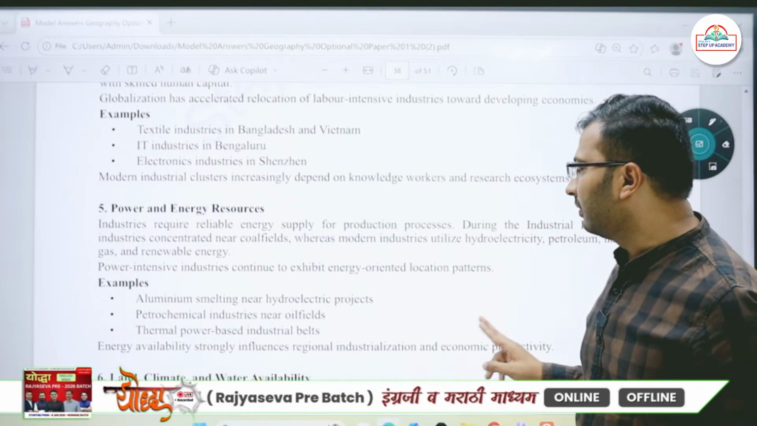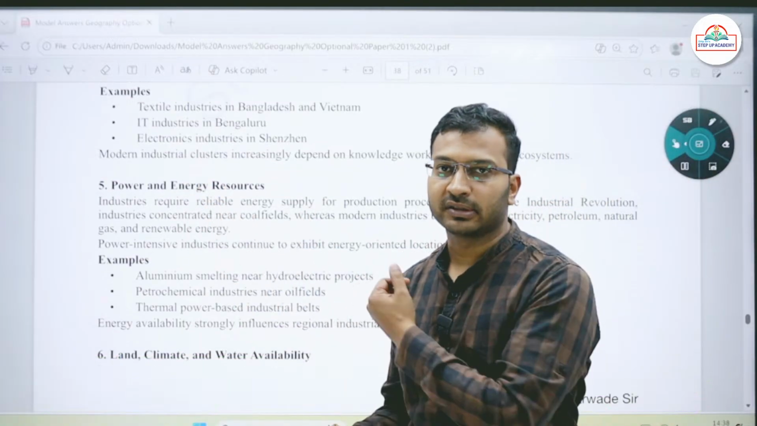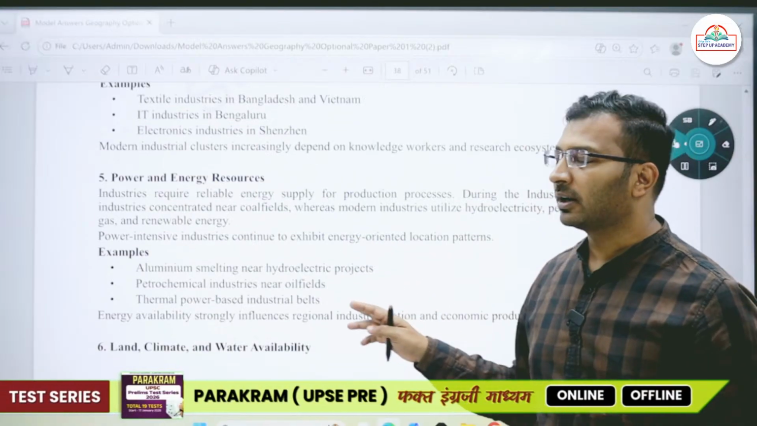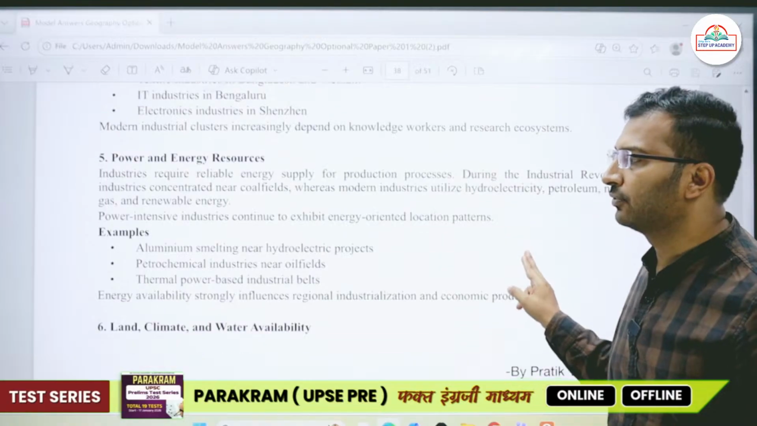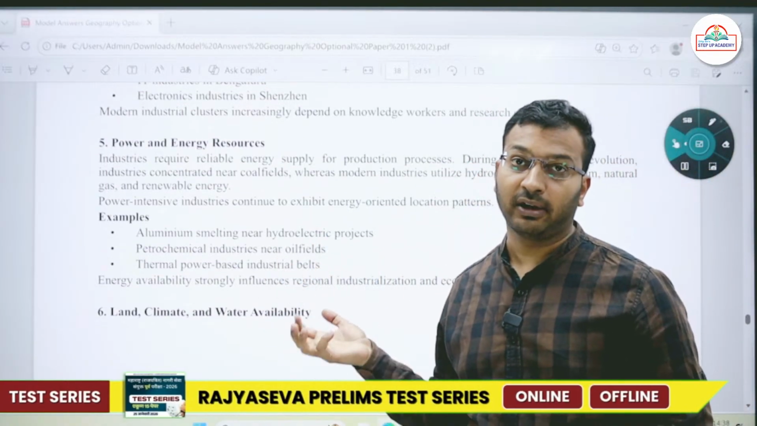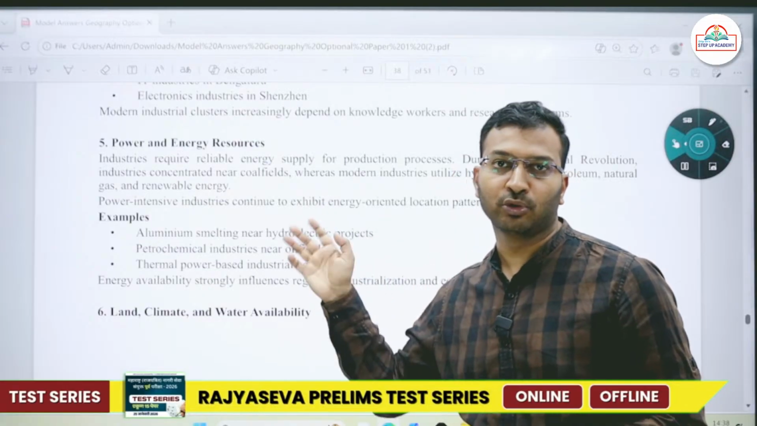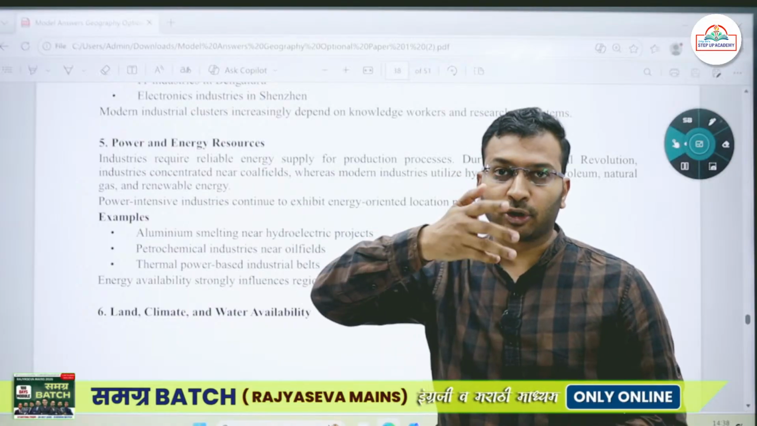Then power and energy resources. Nowadays most industries obviously require electricity. So depending upon the availability of power and energy resources, the industrial location will vary. For example, heavy metal industries require huge power, so most heavy metal industries will be located near hydropower stations.